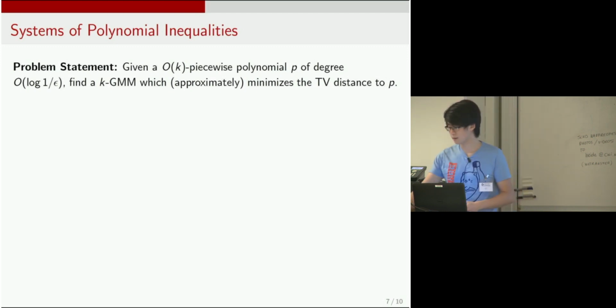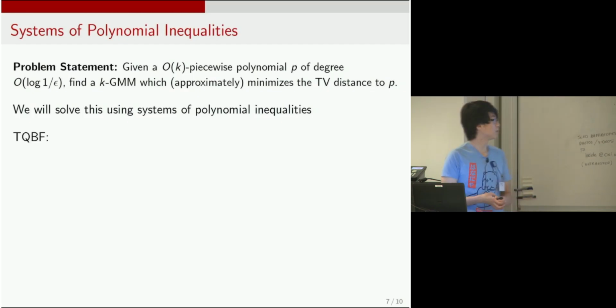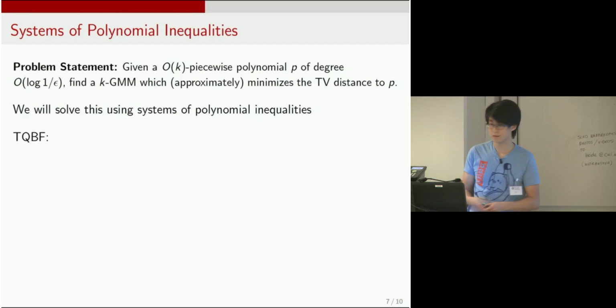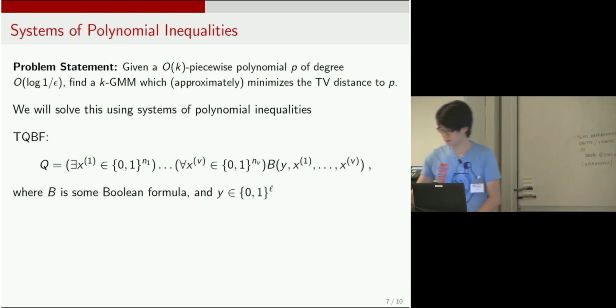Our main tool will be this thing called systems of polynomial inequalities. You might not be familiar with systems of polynomial inequalities, but hopefully you're at least somewhat familiar with something called totally quantified Boolean formulas, which are more or less things of this form, where you have Q, which is: there exists x1, for all x2, there exists x3, and so on and so forth, B of y, x1, through xv, where y are free variables, and these x's are the variables you quantified over. So this Q is satisfiable if there's some y which satisfies this. Okay? So hopefully this makes sense.